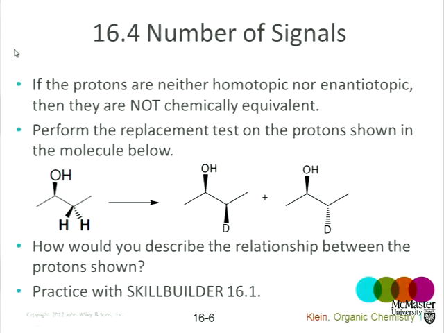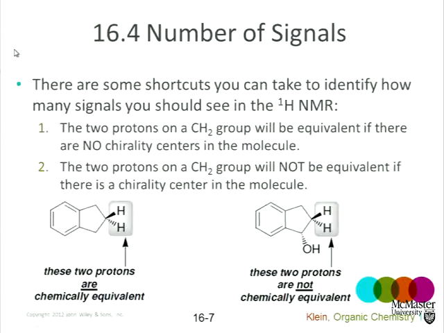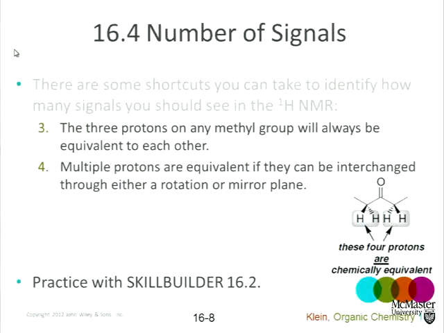Don't worry about this too much. We're not really at the stage of giving you molecules yet where we have these so-called diastereotopic protons. So there are some shortcuts. These two protons are chemically equivalent, and those two are not. And so on, right? So the two protons in the CH2 group sometimes are equivalent and sometimes are not. That's where we're really at with that.